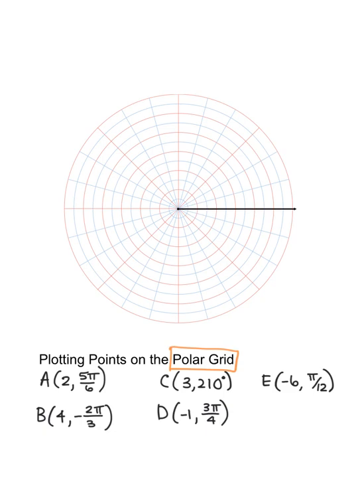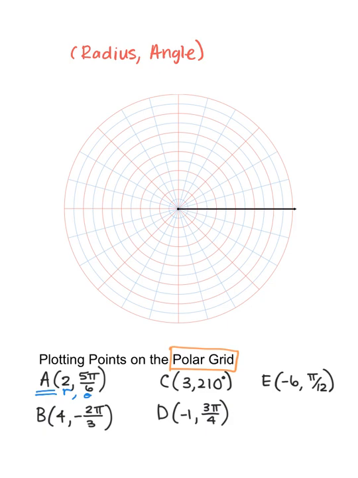All right, so polar points are given to you in the form of your radius, comma, your angle. And that angle, as always, can be in degrees or radians. It just depends on the situation. Now looking at those points that you just copied down, if I look at point A, my polar point A, I have a radius of 2 and an angle of 5 pi over 6.